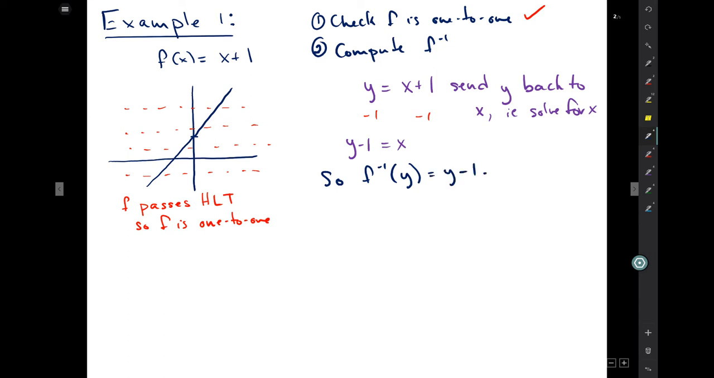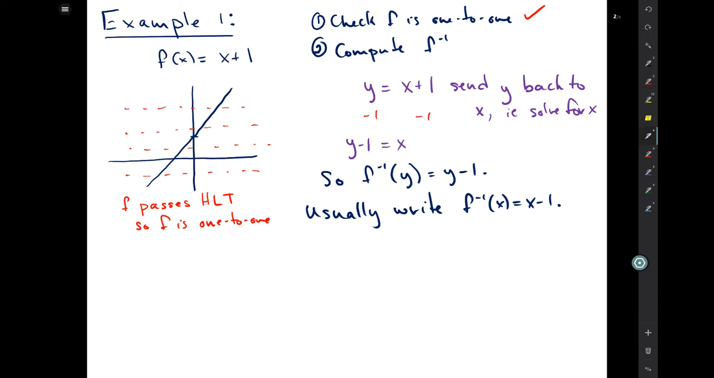Now, we don't usually do this. We don't usually write a y. We usually write f inverse of x is x minus 1. And that's just a notational thing, because when we look at both of our functions, the input for both of our functions is now named x. It's just that the input for one function is the output for the other function and vice versa. So yeah, that's a little bit confusing.